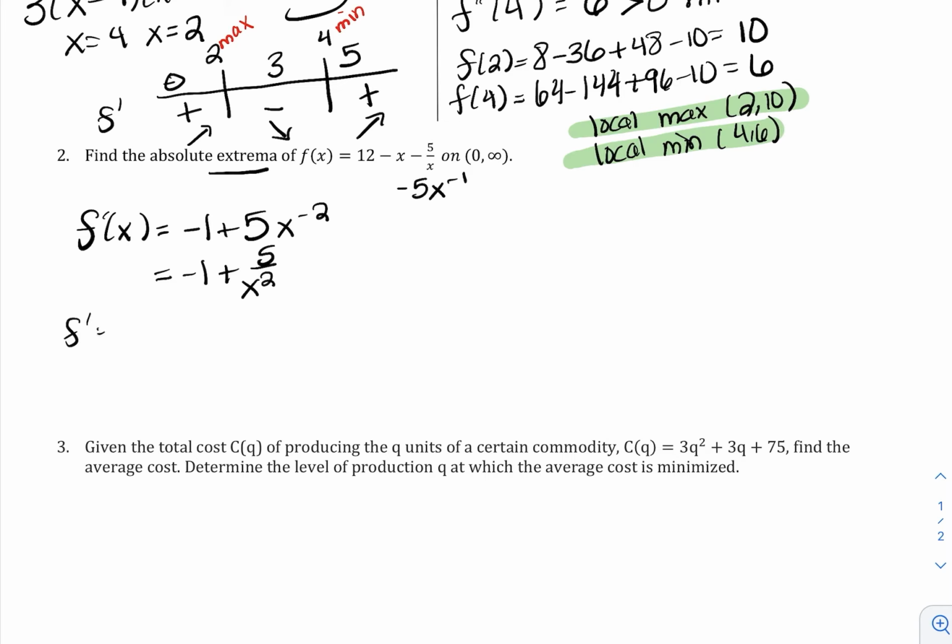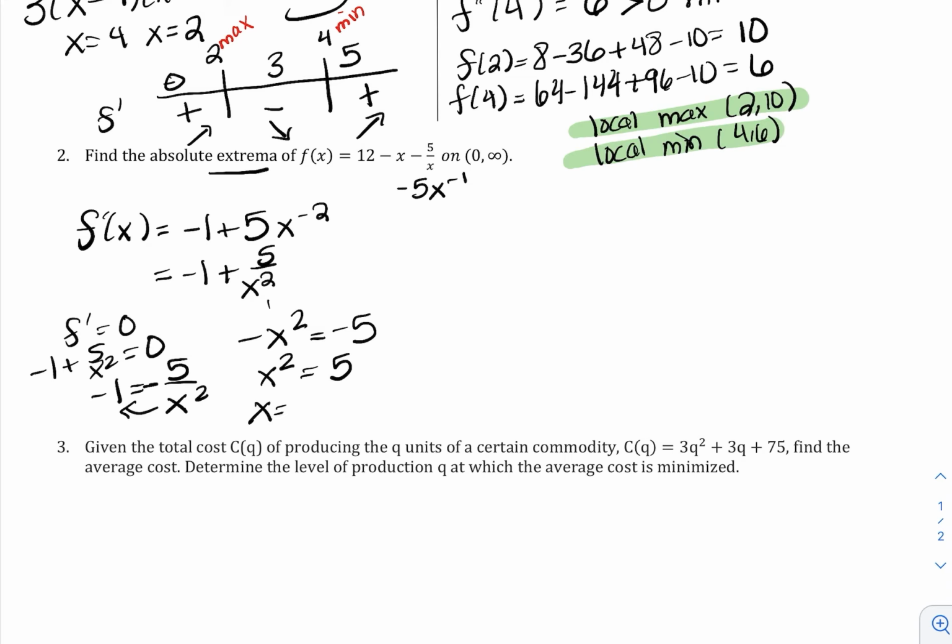So when is it 0? When is it undefined? So I have negative 1 plus 5 over x squared is equal to 0. That gives me that negative 1 is equal to negative 5 over x squared. I bring the denominator over. I'm going to erase this for a second. I'll come back to it. I'll have a negative x squared is equal to a negative 5, which means that x squared is equal to 5, which means that x is equal to plus or minus the square root of 5.